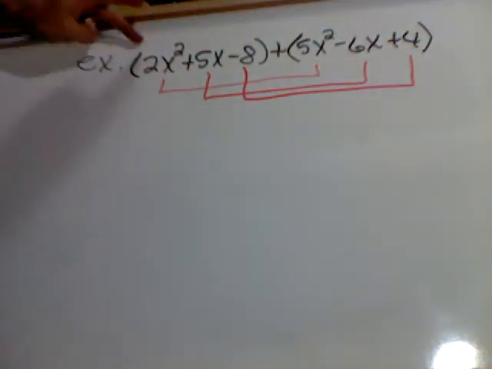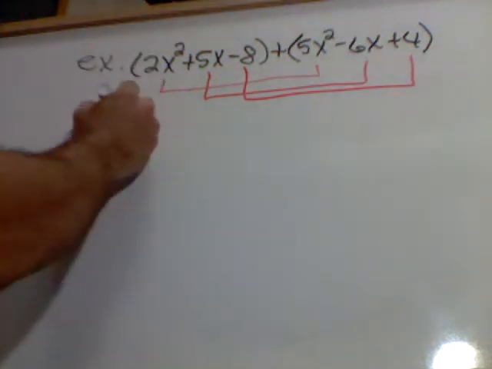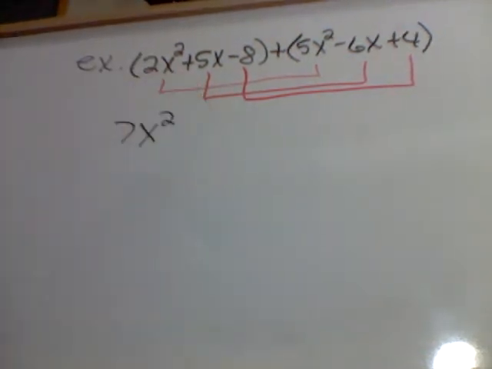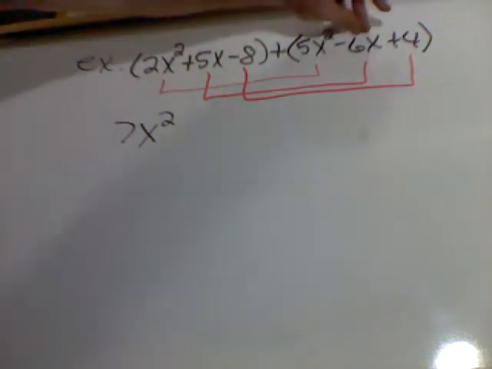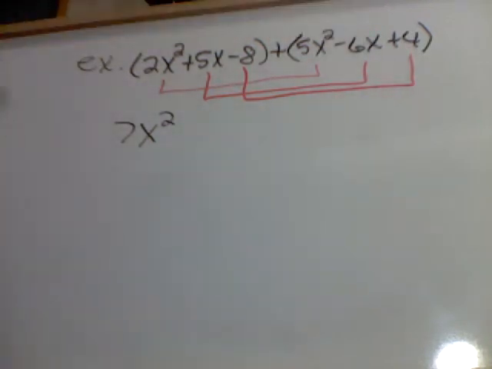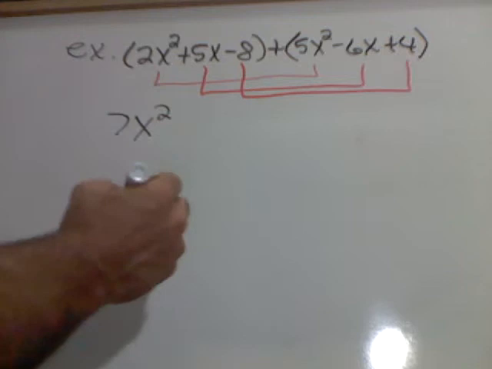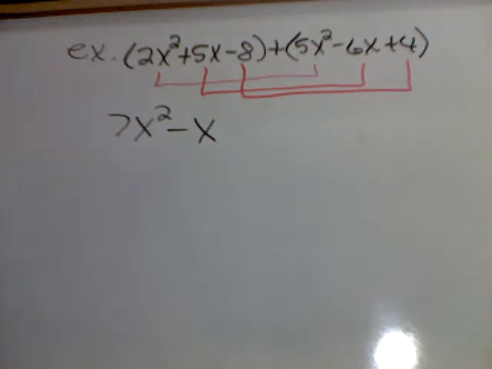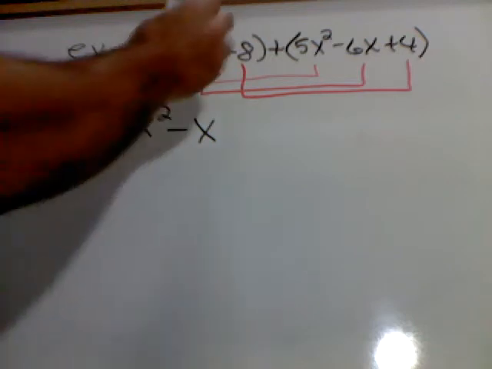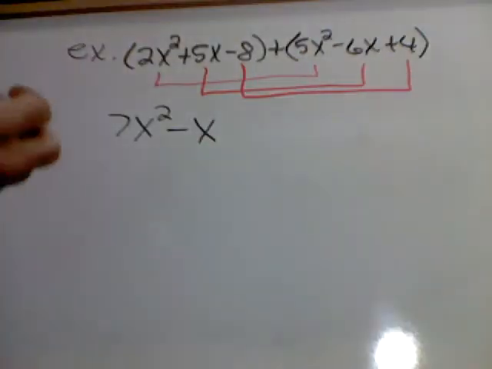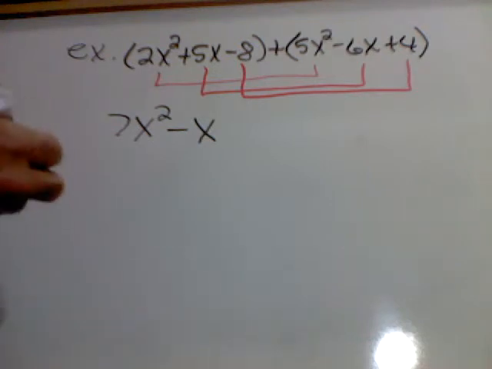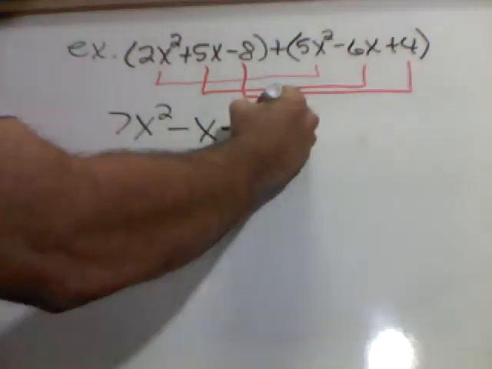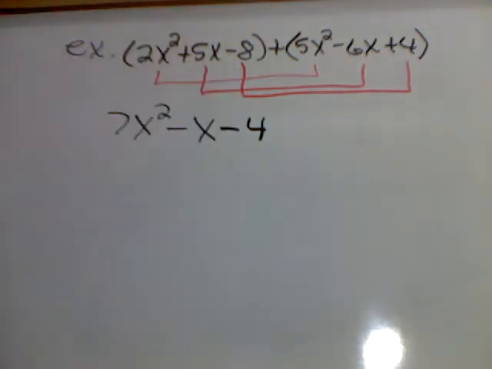Okay, let's go. 2x squared plus 5x squared gives us 7x squared. 5x plus a negative 6x, that's unlike signs, so we're going to subtract and get the sign of the larger number. So 6 minus 5 is 1. Since the 6 is negative, this is a negative 1x. Now, I don't have to write the 1 in front of the x because it's understood to be there. And on my numbers, negative 8, positive 4, unlike signs, subtract and get the sign of the larger number. 8 minus 4 is 4. Since the 8 is negative, the 4 is negative.